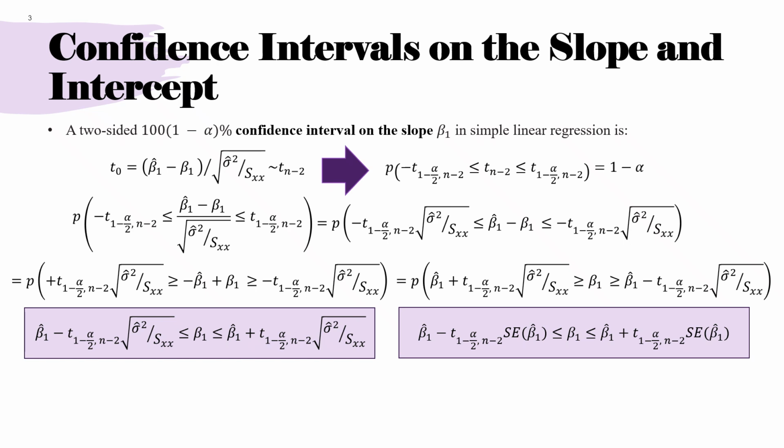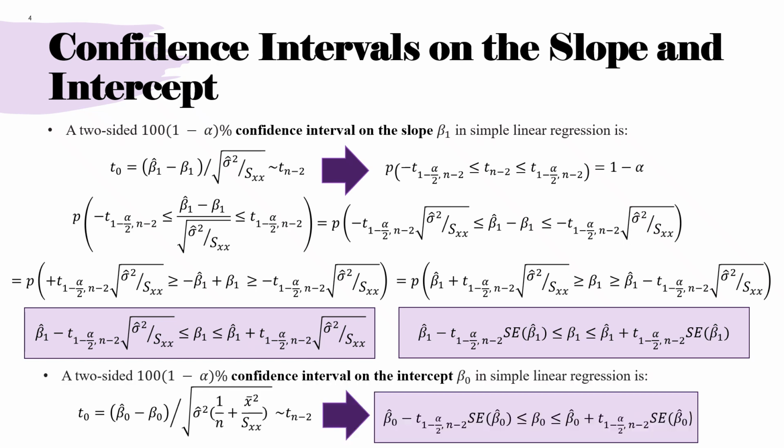This confidence interval gives a range of plausible values for the true slope, beta 1. It means that for any alpha, for example alpha of 5%, if we were to repeat the experiment many times and construct the interval in the same way, approximately 95% of those intervals would contain the true slope. Similarly, we can derive a two-sided confidence interval around the intercept, beta 0.